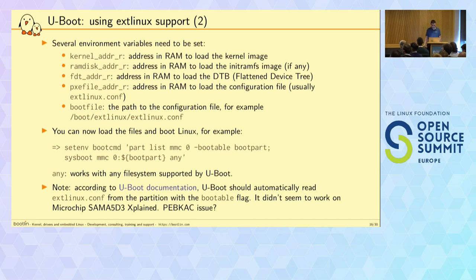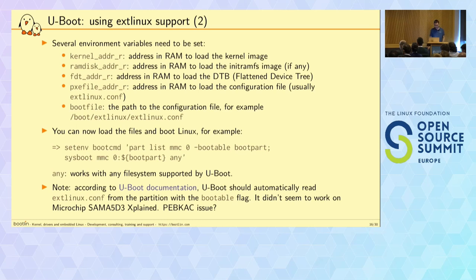And then to make it work, at least in my experiment, I had to run partlist to find out the currently active partition, right? And then run sysboot, mmc, the device, the partition I want to use, the active partition, and any is a parameter that represents the file system you want to use. That's part of this, you can specify ext2, ext4, maybe FAT, I don't remember.